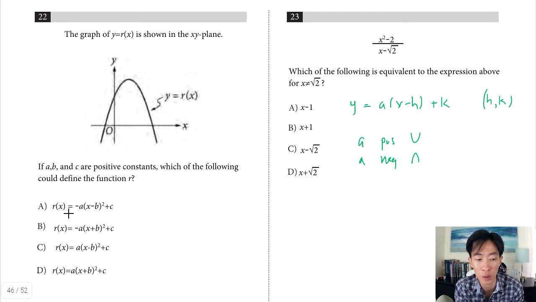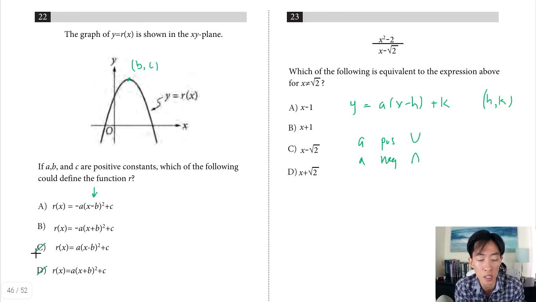So a and b are okay, and we can eliminate choices c and d because this particular parabola opens downward, which means this coefficient has to be negative. Next, the difference that we'll notice is the b term. So we know that c is positive because the vertex, this point right here, is going to be b comma c.